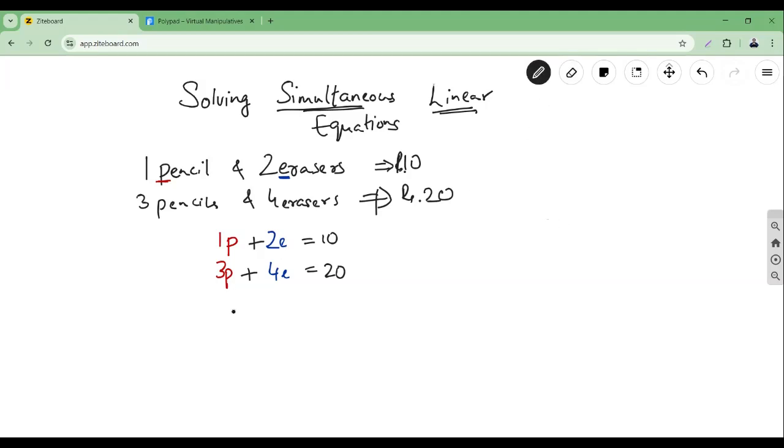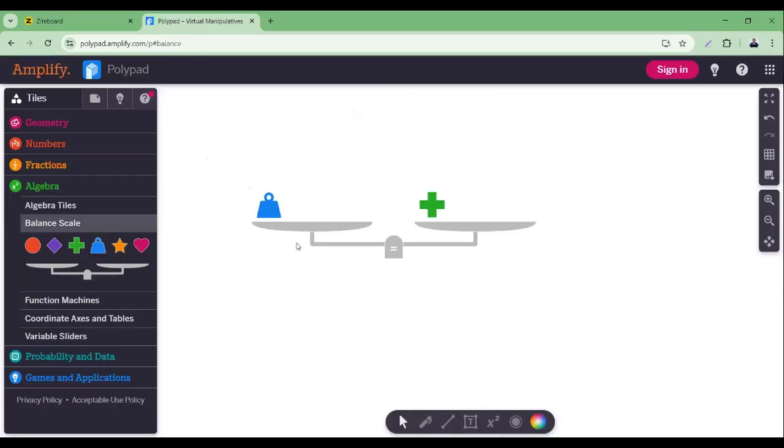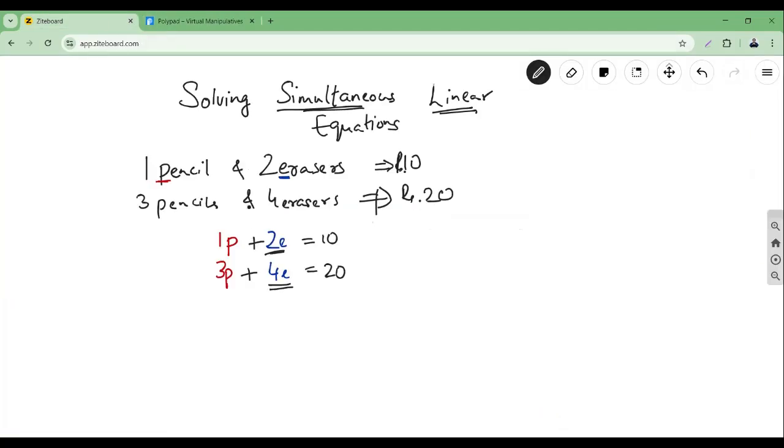So what are the different ways that you can do? See, if you look here, the 2e and 4e, right? 2e, if you double it, you will get 4e. But how can I double it? To understand that concept, let us come back to the weighing scale. Equations are like a weighing scale. If you have learned in my previous videos, an equation means it's like a weighing scale.